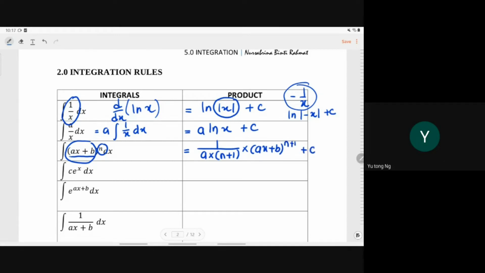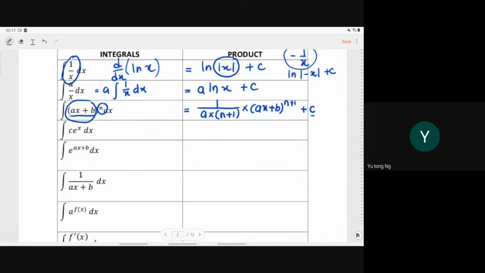Some books might use k as the constant, but for English terms we will use c, because c is the abbreviation for constant. So this one, c e^x dx, comes from integrating e^x dx. When you integrate e^x dx, you will get the same answer, which is e^x plus c. When you are integrating c e^x, this c is actually referring to a number, a constant.